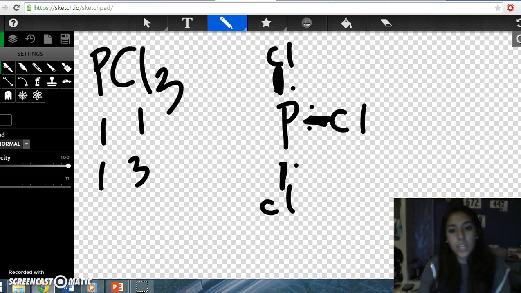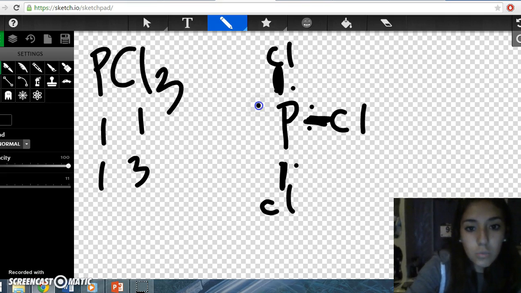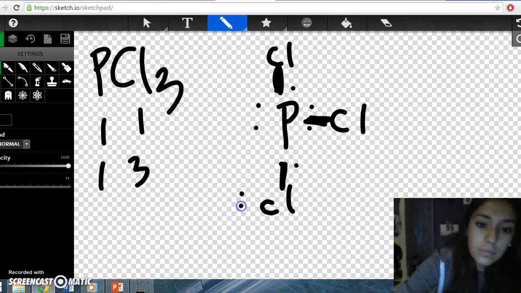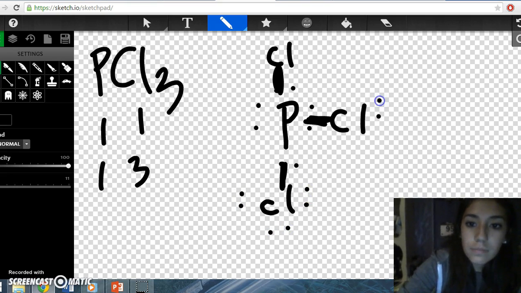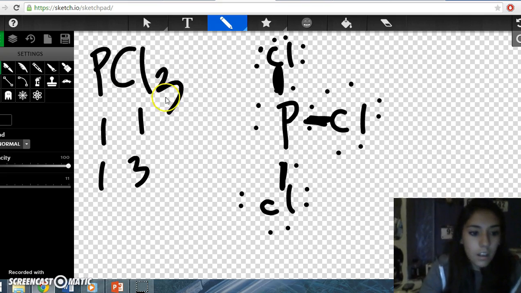We can't leave phosphorus hanging like that, so we have to complete it with 8. So add 2 more to the 6, and same with chlorine. Add 6 more to make it 8. And that is a Lewis dot structure. Alright, going back to my PowerPoint.